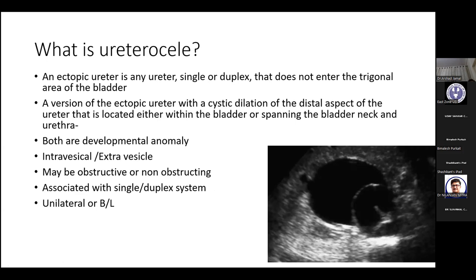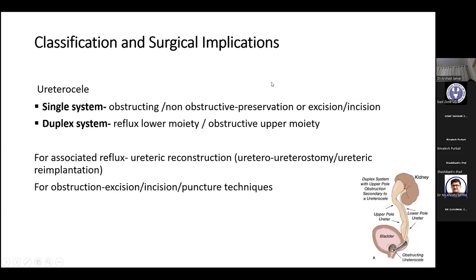It is either intravesical or extravesical, may be obstructive or non-obstructive, may be associated with a single or duplex system, and may be unilateral or bilateral. So multiple variations are possible for ureterocele. This is an ultrasound showing a typical ureterocele picture. There are different classifications for practical implication. It may be single system, obstructive, non-obstructive, or the purpose is to preserve or excise. For a duplex system, usually the lower moiety has reflux and the upper moiety is obstructive. This is a duplex system ureterocele showing the obstructive upper moiety, and the lower moiety usually has reflux because of the orientation.